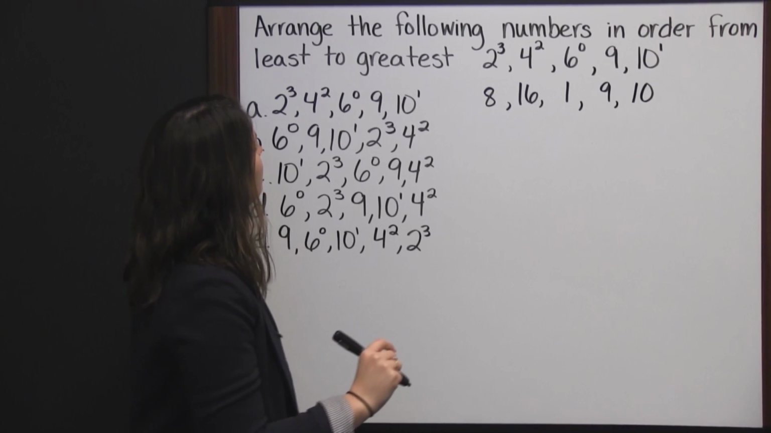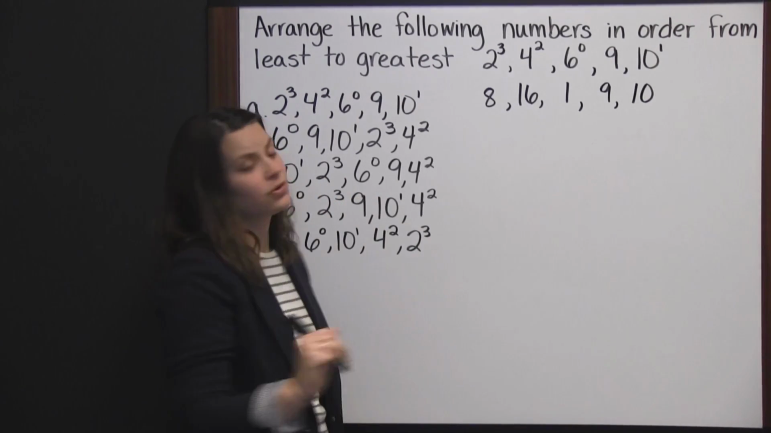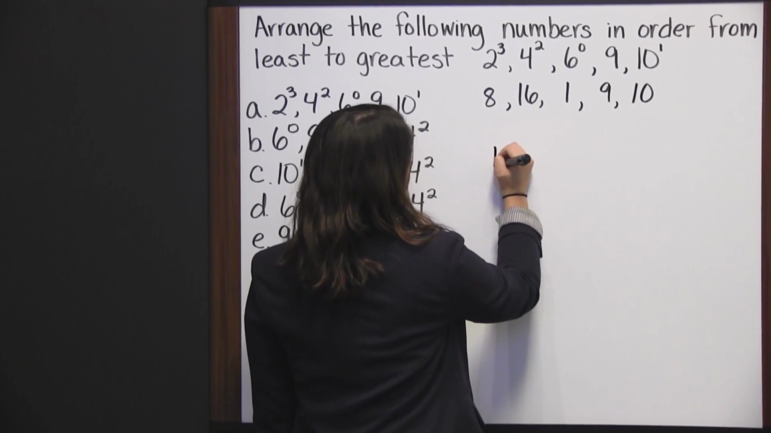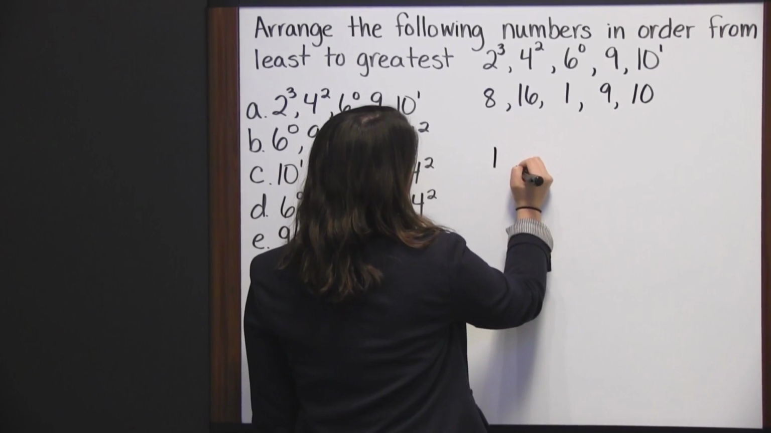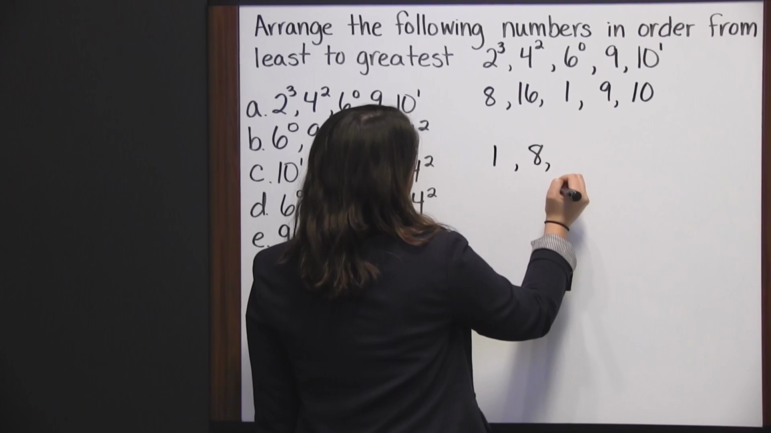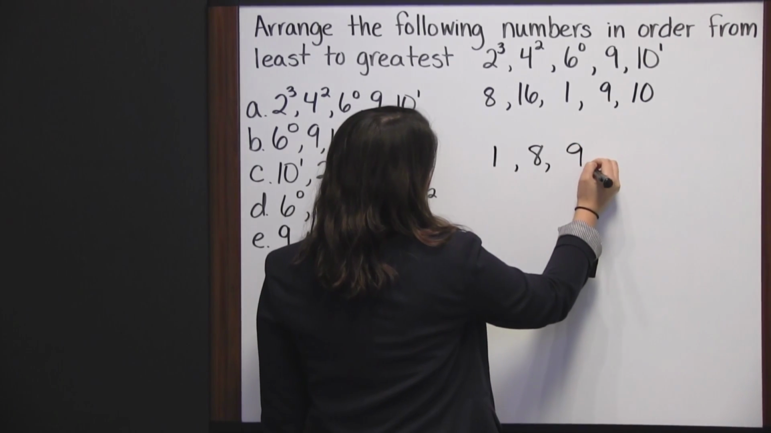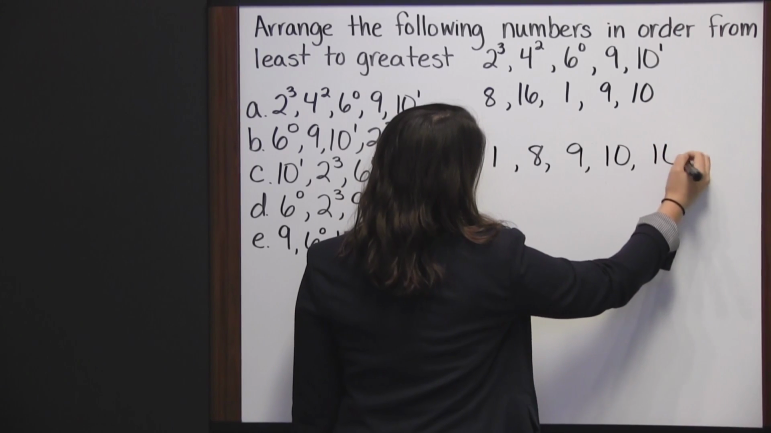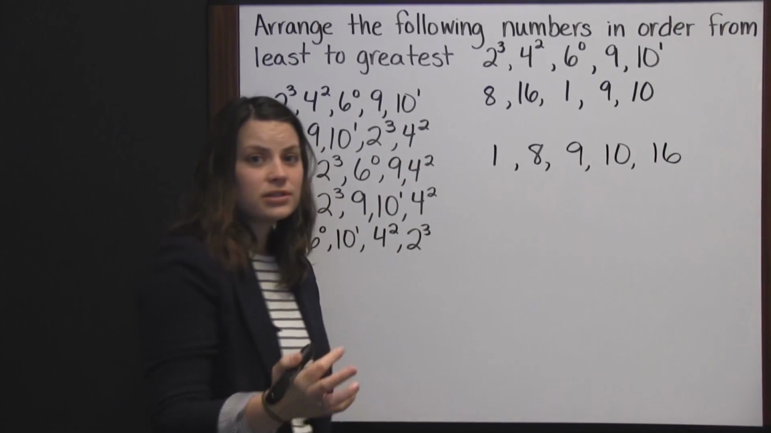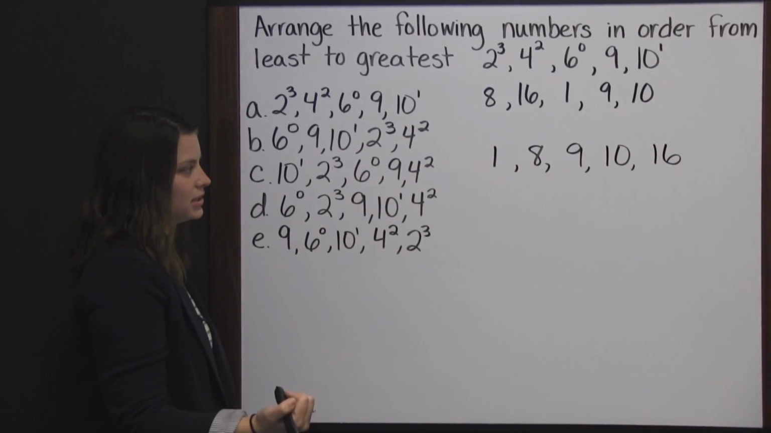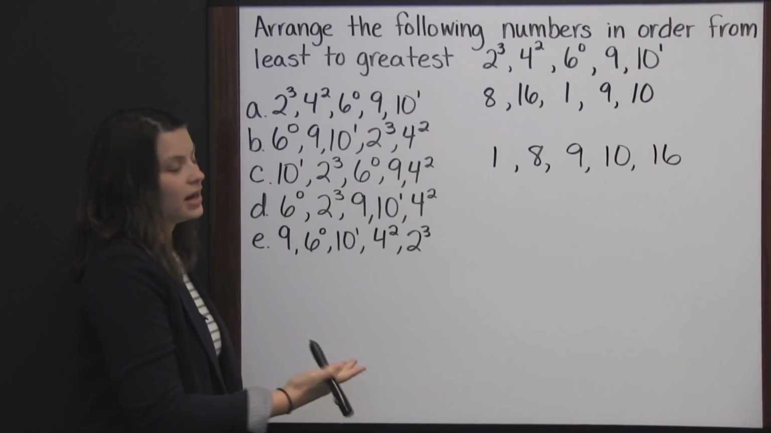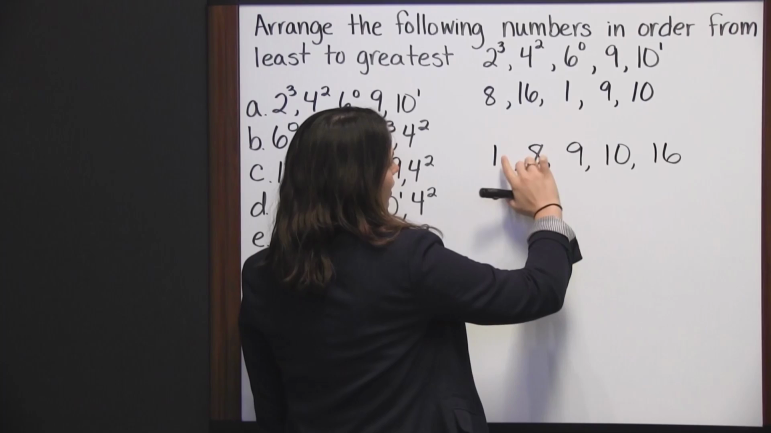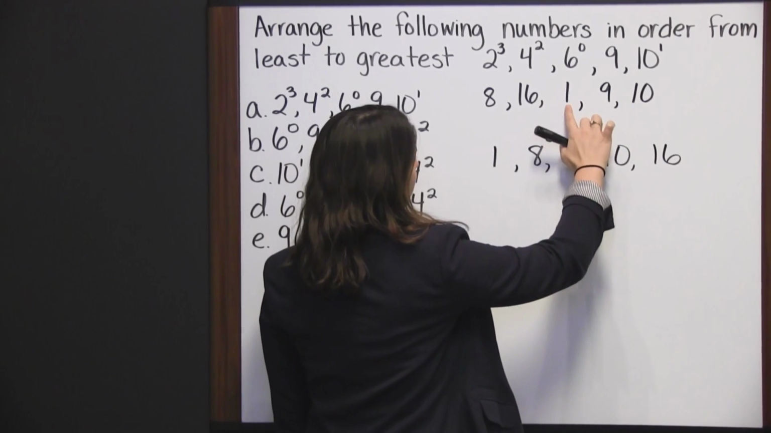And now they want these numbers in order from least to greatest. So the smallest number would be 1, followed by 8, then 9, 10, and 16. But of course, those are not in our answer choices because the numbers are written as they originally were. So now I'm going to go back and write them the way they were written to begin with.